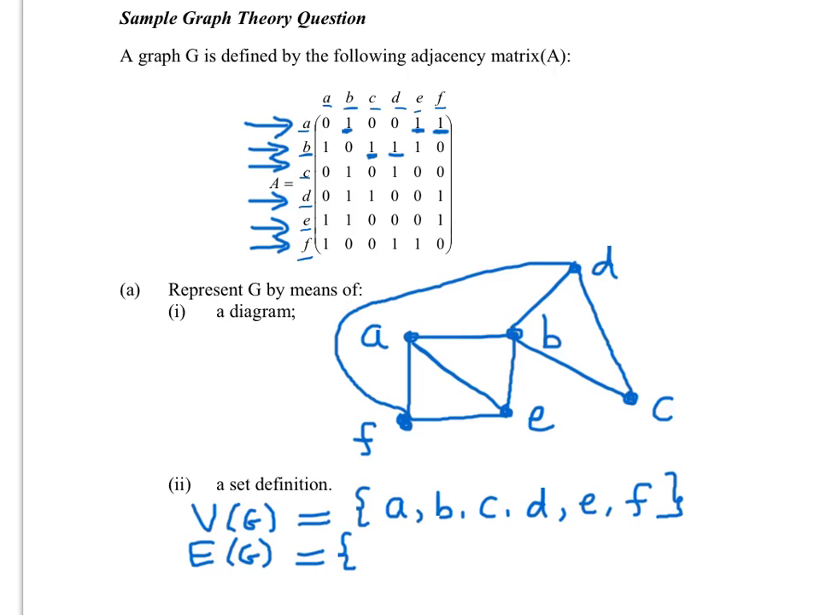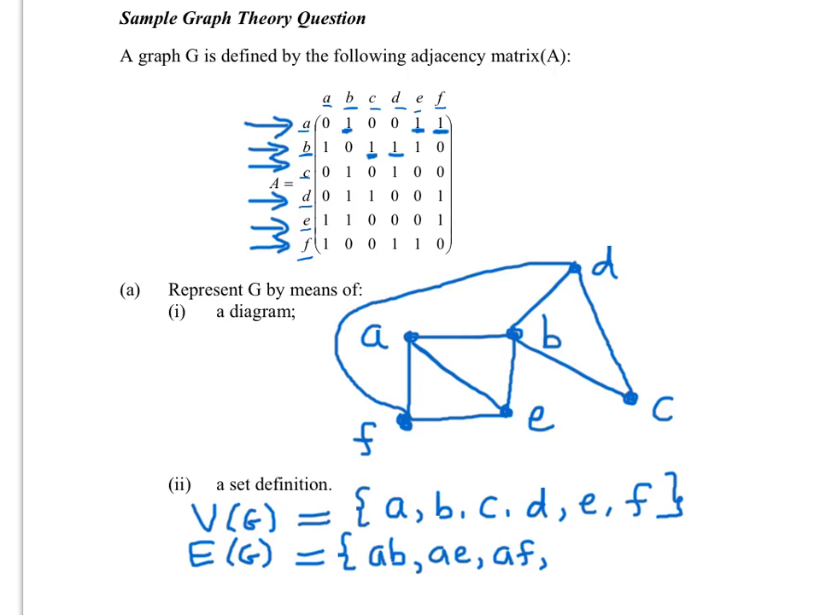So starting at A. A is connected to B, so AB is an edge. And then I put in a comma to show that that's one edge, and the next one is AE. Put in a comma, the next edge is AF. Put in a comma to separate the elements. And now there are all the edges involving A.